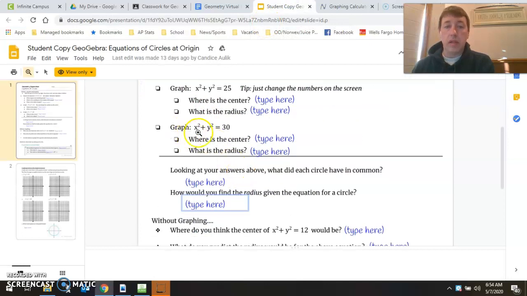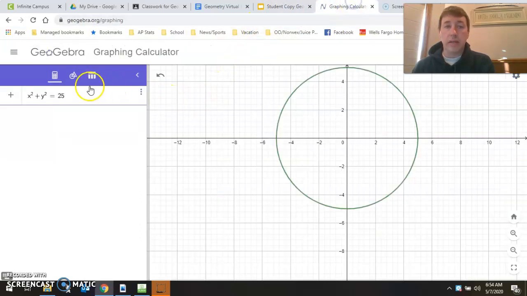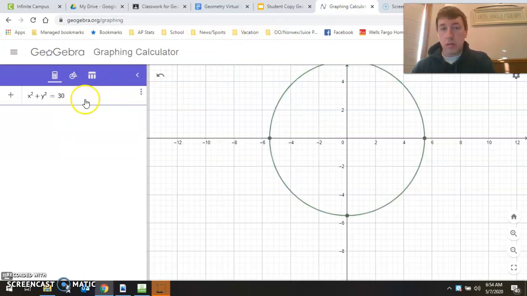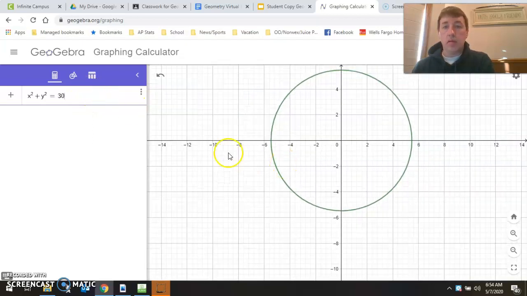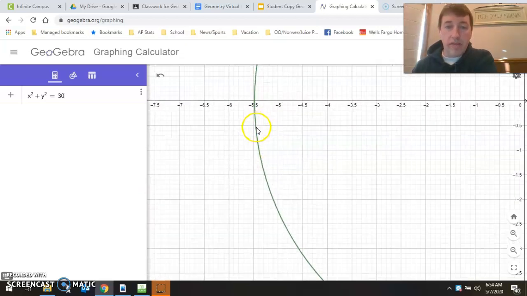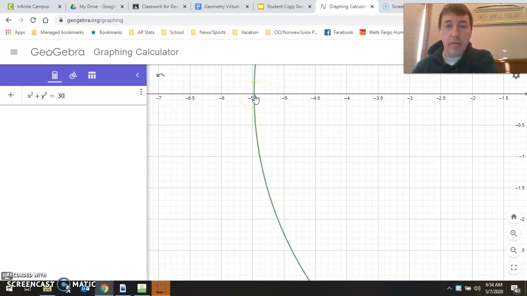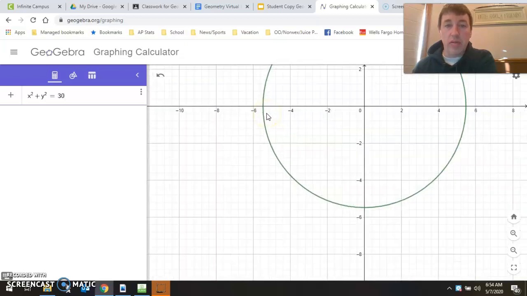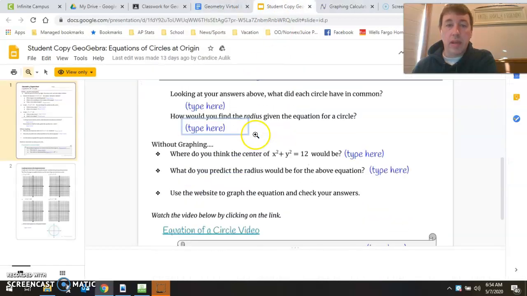Now in the next one, it says graph x squared plus y squared equals 30. So I'm going to change this. 30 is not a nice number, but the square root of 30, I'm going to take out my calculator here so I don't have to pull up the other one. The square root of 30 is about 5.48. So if I make it just a little bit bigger, it's not quite 5.5. It's about 5.48. So that's what's happening there.